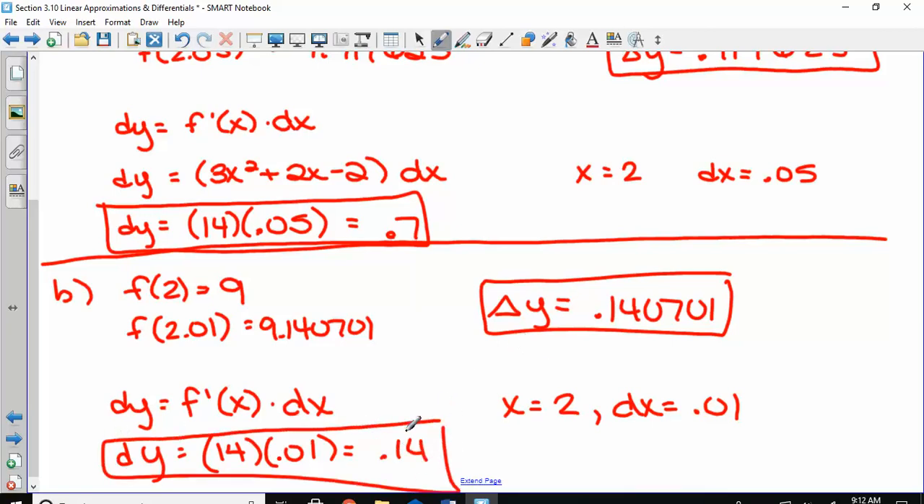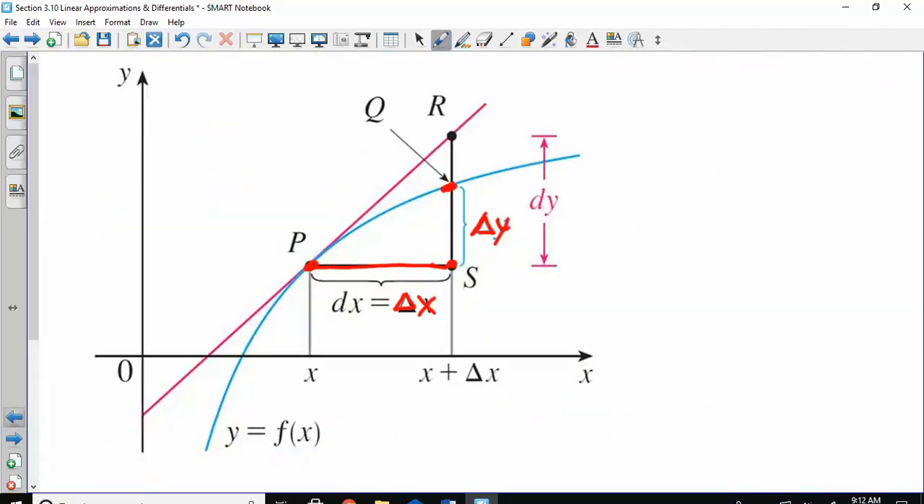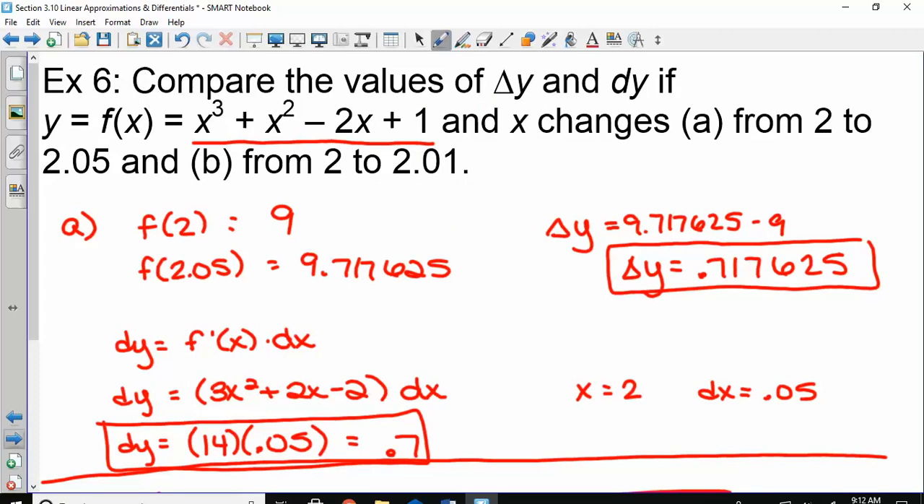And so we see this was even better, and that will be true in general. The closer you are to your starting point, the more accurate your tangent line approximation will be, because when you're really close to this point, there's not much difference at all between the actual curve and the tangent line. The further away you get, the bigger the gap between the tangent line and the curve itself. So the further we get from 2, the worse the approximation would be. Any questions with that one?